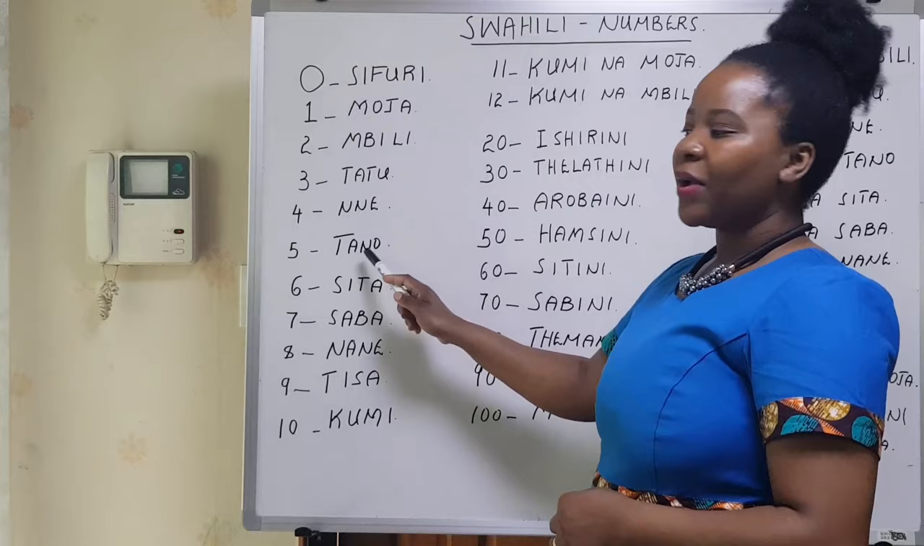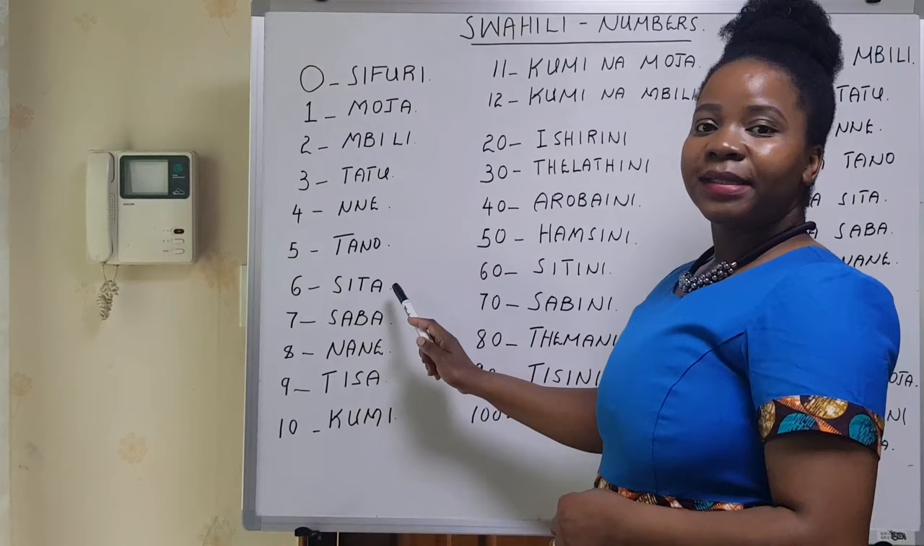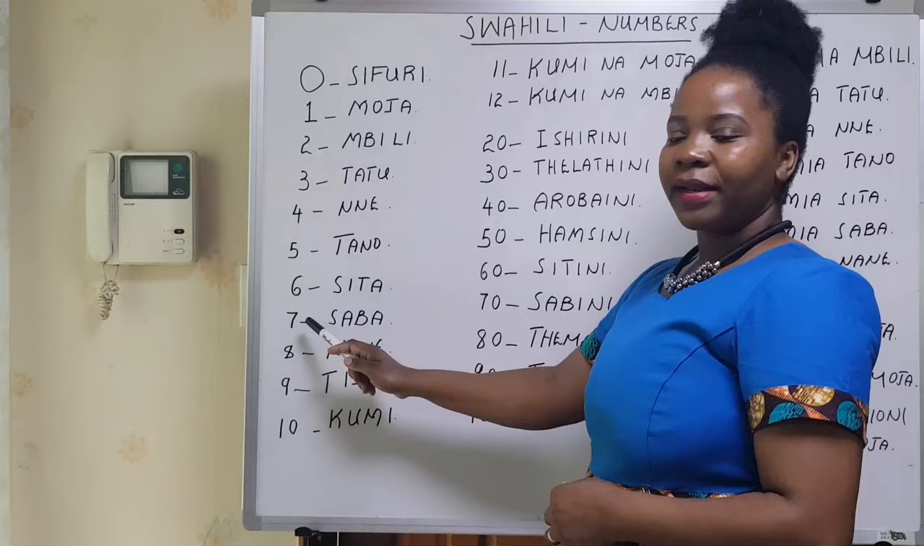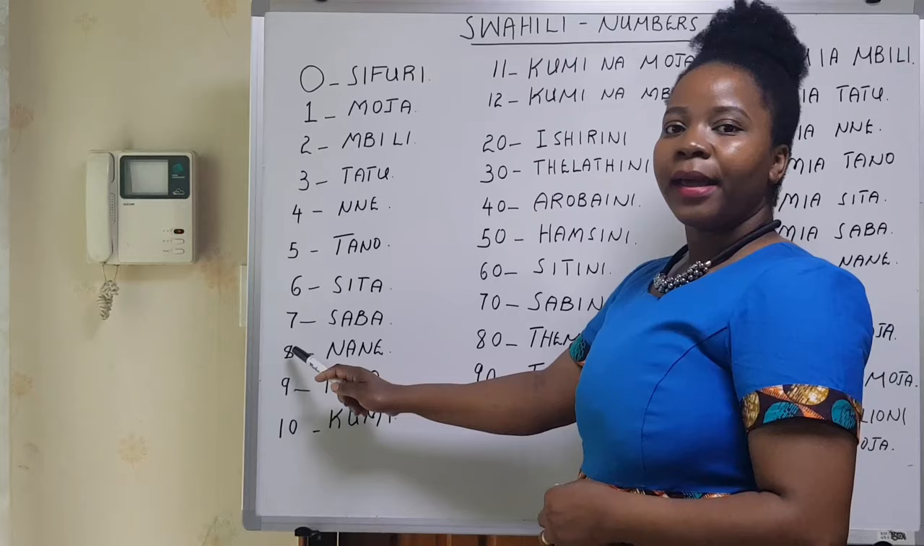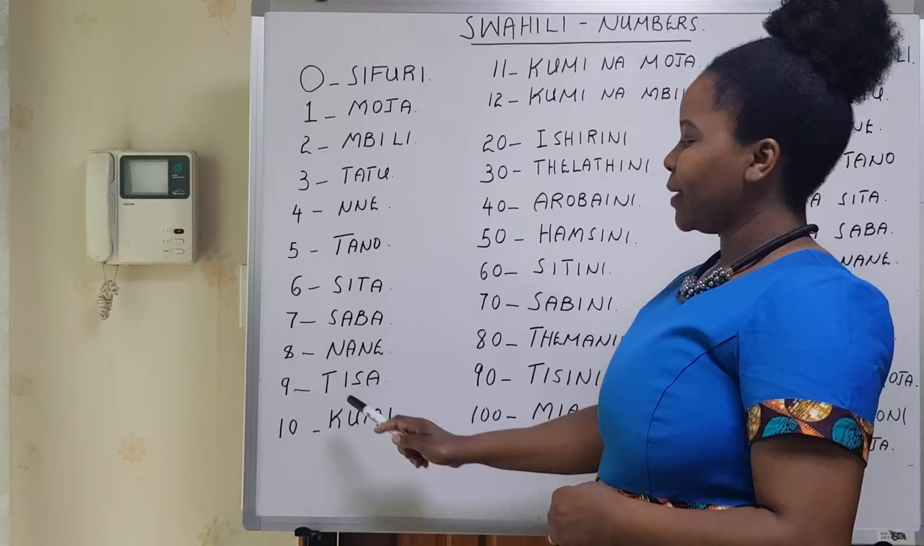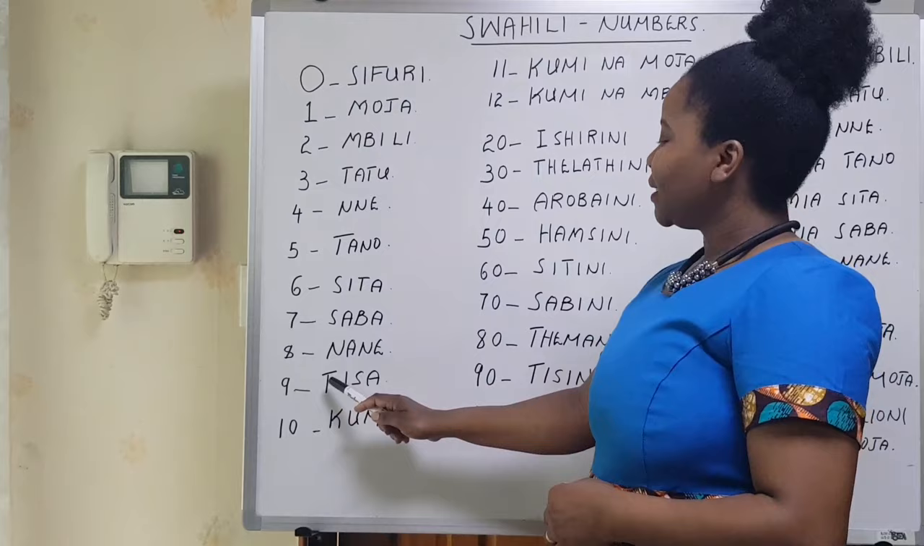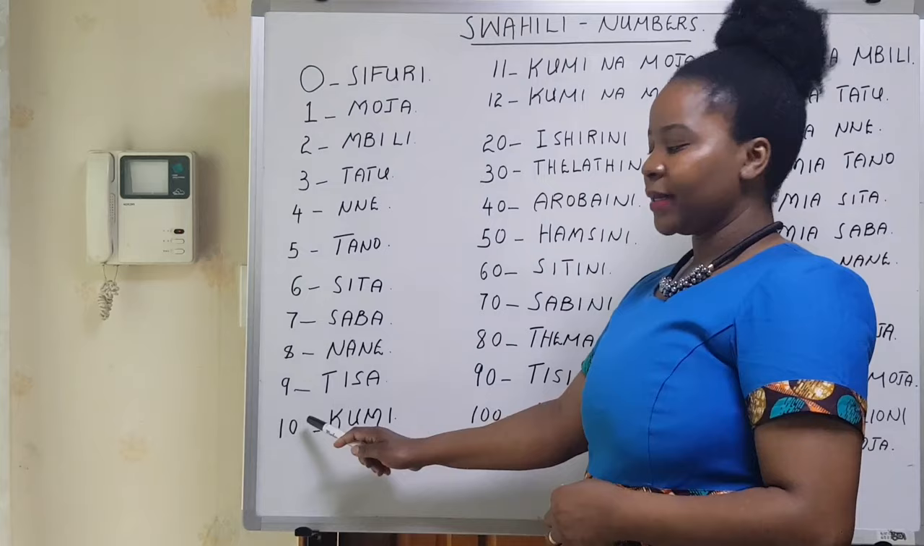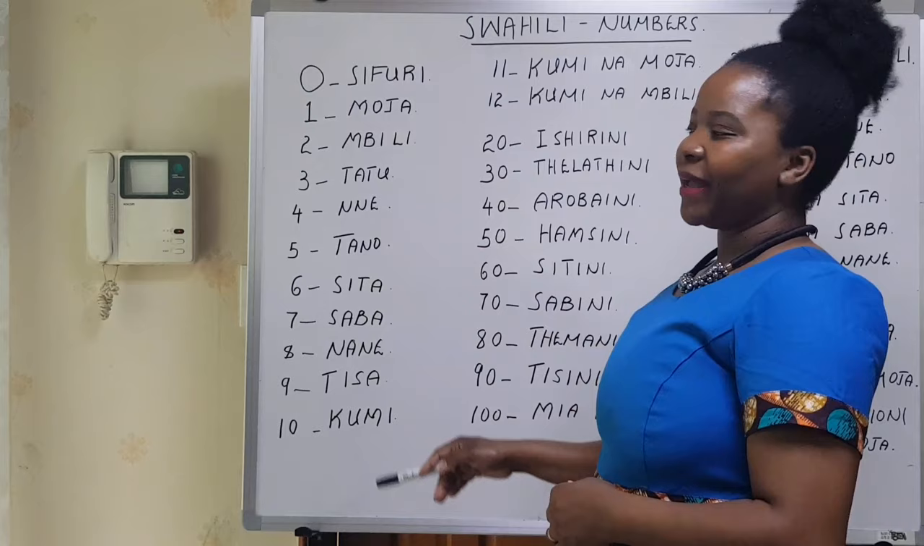Six, sita. Seven, saba. Eight, nane. Nine, tisa. Ten, kumi. So let's repeat that again.